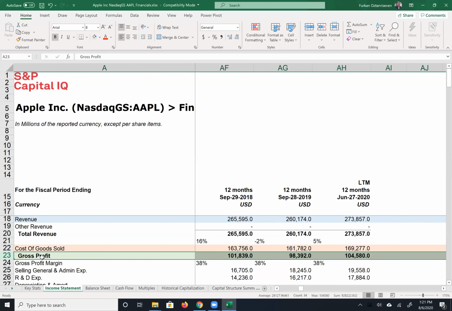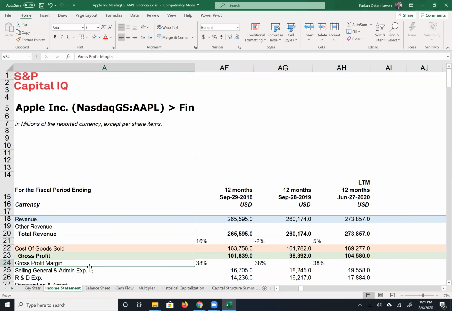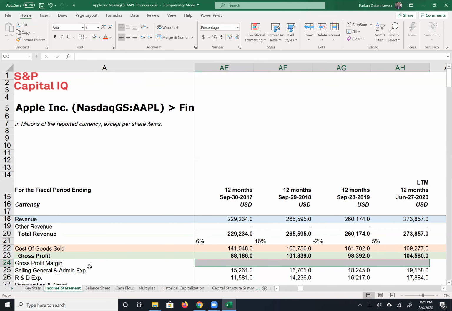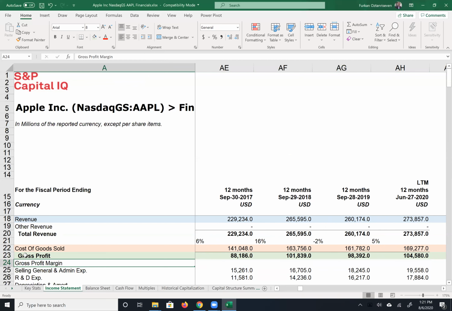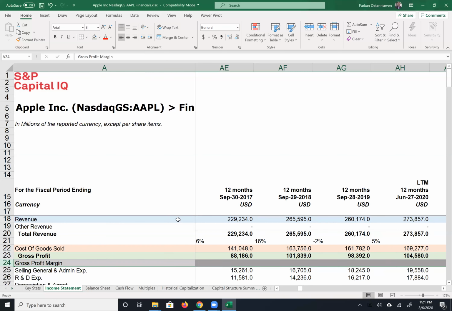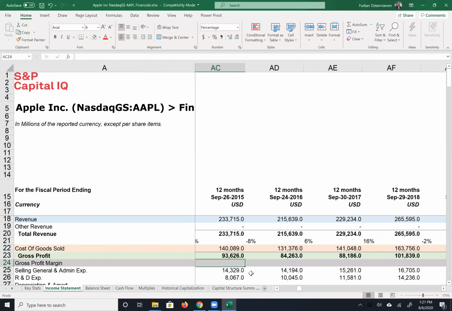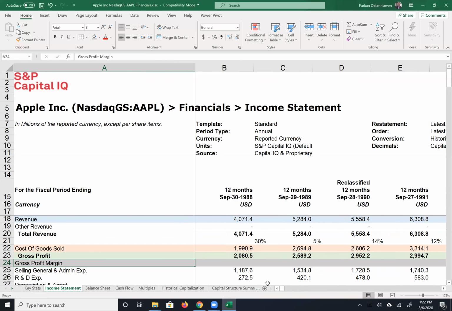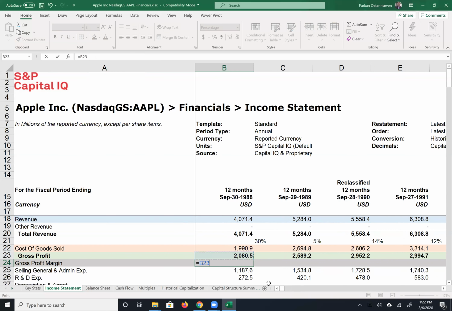So what I can calculate here is gross profit margin, which these numbers were not there. I can show you how to calculate it. I just create a new item here. I called it gross profit margin. And basically, if you want to calculate this, you divide your gross profit by your total revenue. So let's do that for 1988. Gross profit divided by total revenue.